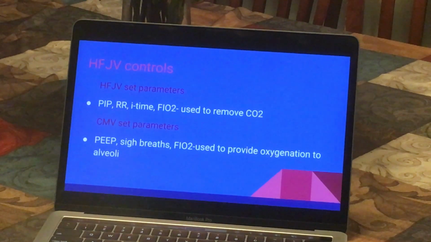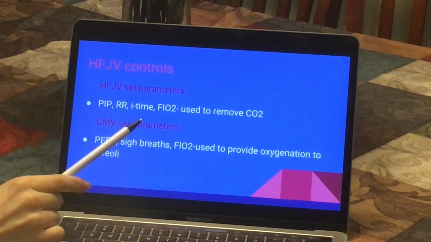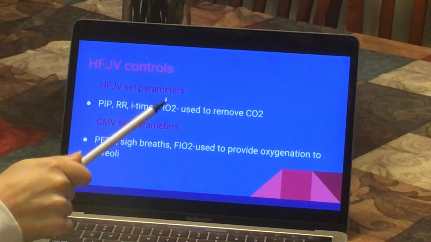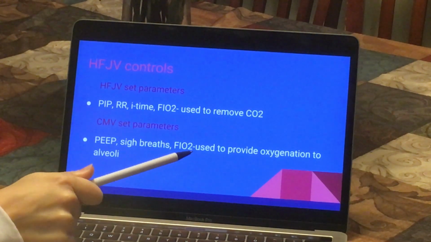Now the controls on your jet ventilator that you can set are your peak inspiratory pressure, your respiratory rate, your I time, which we don't often change, but sometimes we can, and your FiO2. Your FiO2 can be set in both places, and it's very important that these match.